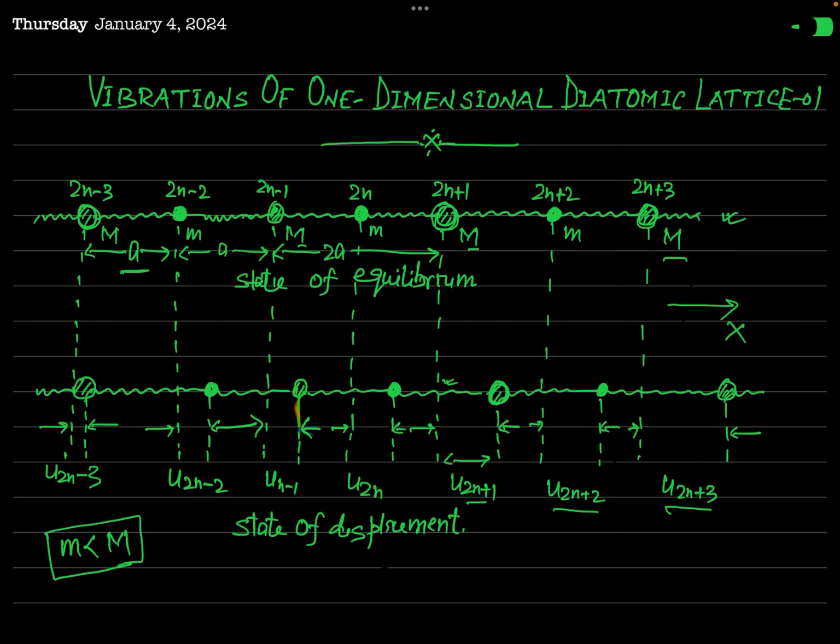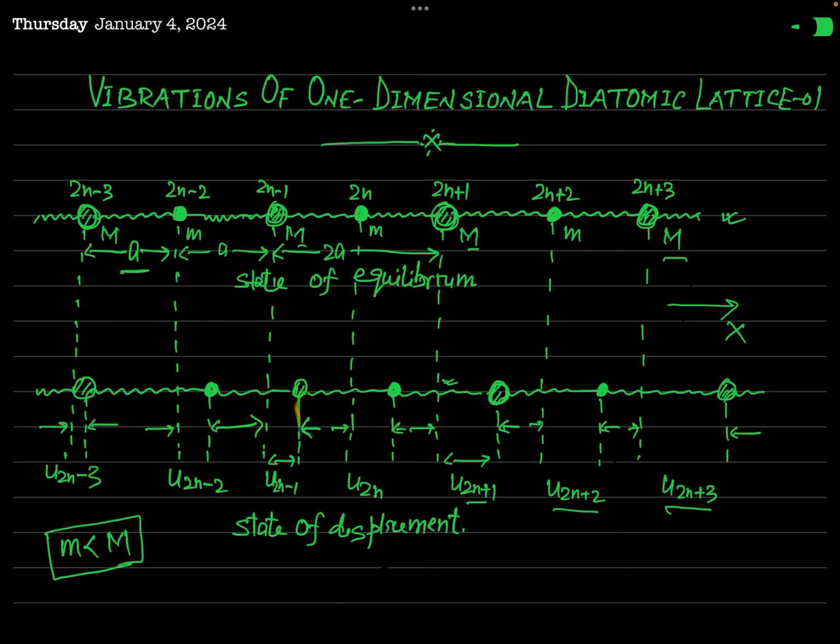And in this way, you can also assume that this 2n minus 1 atom is displaced by this u2n minus 1. Okay. So in this way, I have assumed various displacements of the atoms from their equilibrium positions at any time t when they start vibration. Now our aim is to write the equation of motion.